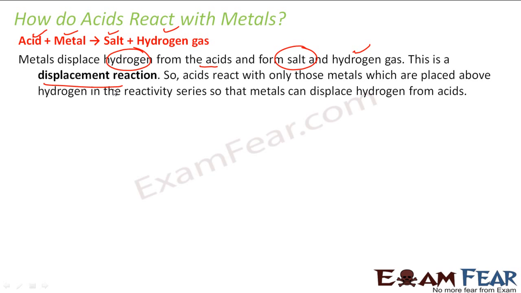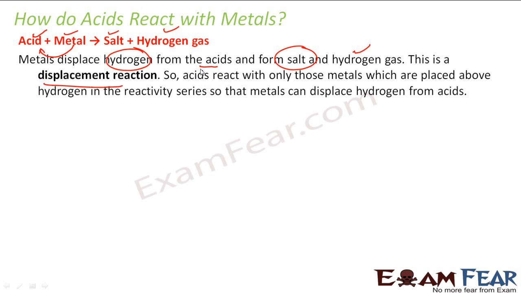This reaction is called a displacement reaction. We have learned this in the past chapter. What is a displacement reaction? You have an acid, you add metal to it. The acid is willing to lose a hydrogen ion, the metal is willing to join that and create a salt, and then the hydrogen is displaced by the metal. This is called a displacement reaction.